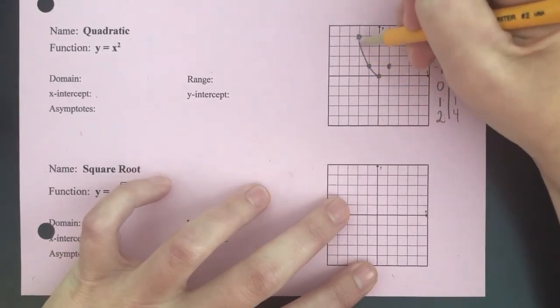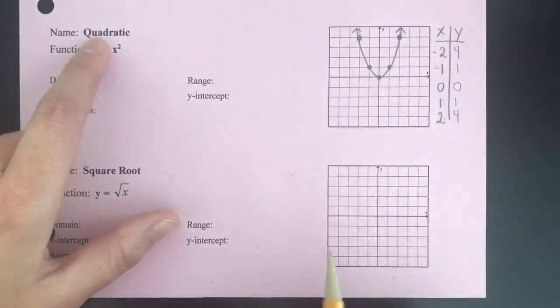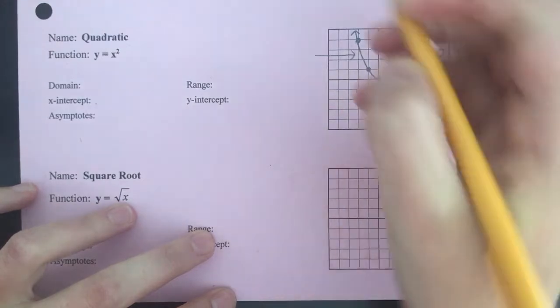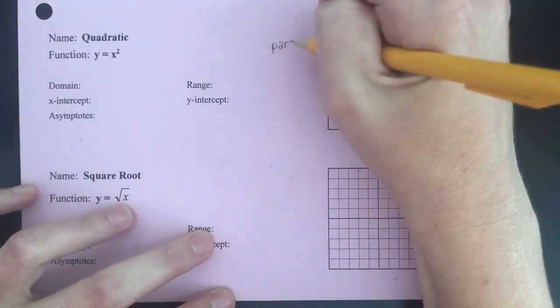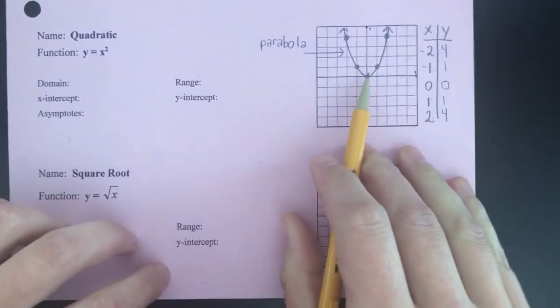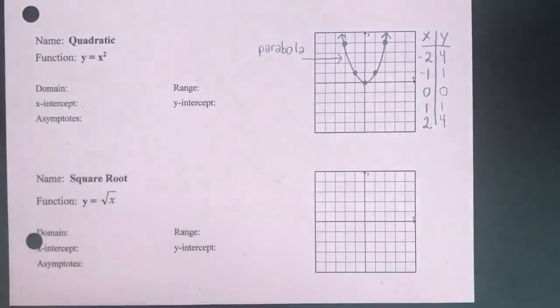So remember, while this is the quadratic parent function, you hear the word parabola a lot. Parabola. Okay, so the shape that the quadratic parent function makes is called a parabola. That's all for today.